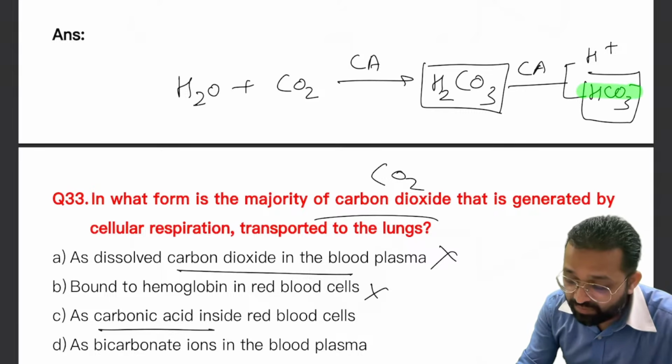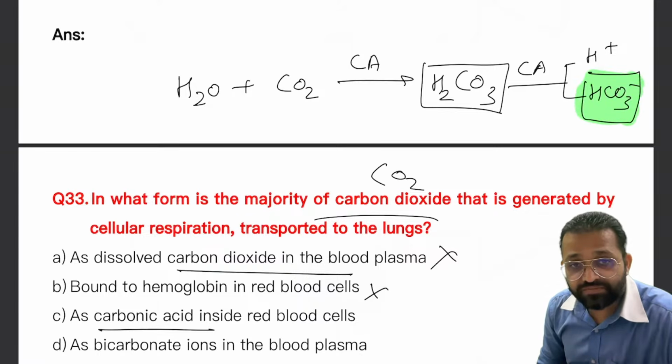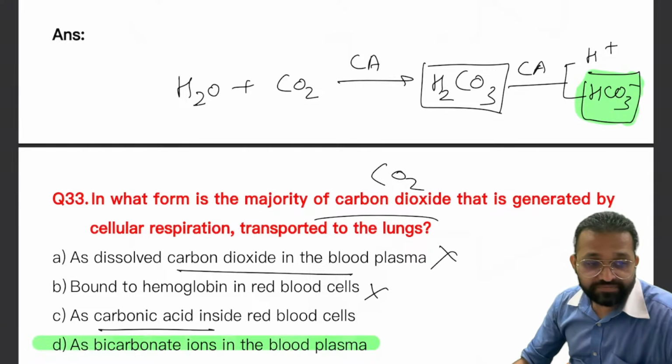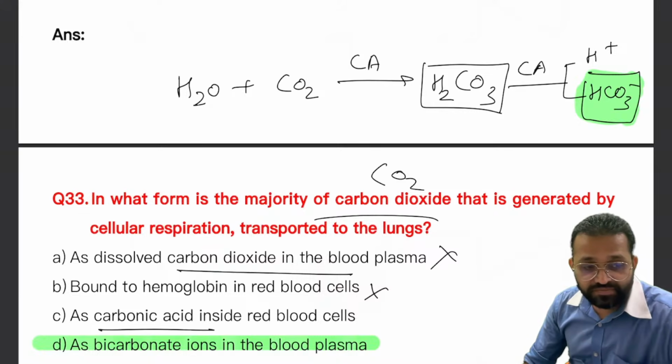This bicarbonate is the major form which is transported. So the answer in this question is bicarbonate ions in the blood plasma. Okay, done. Agree?